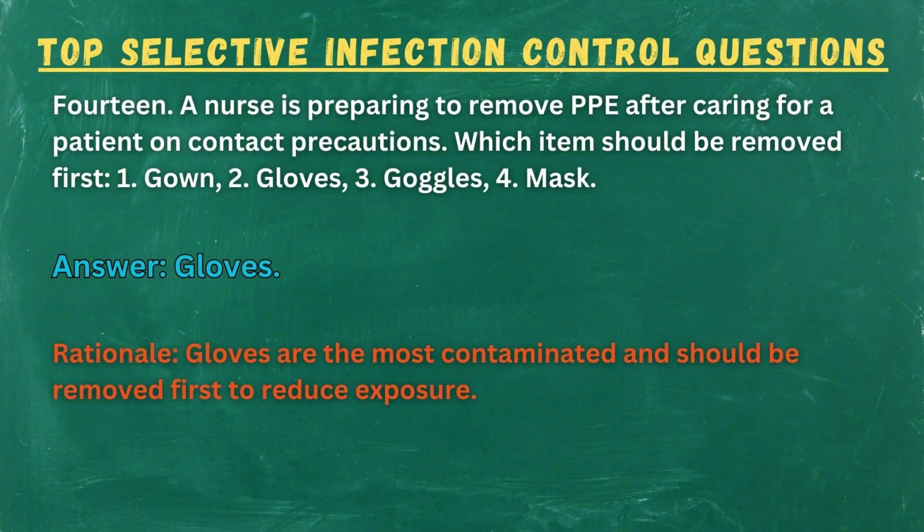14. A nurse is preparing to remove PPE after caring for a patient on contact precautions. Which item should be removed first? 1. Gown, 2. Gloves, 3. Goggles, 4. Mask. Answer: Gloves. Rationale: Gloves are the most contaminated and should be removed first to reduce exposure.